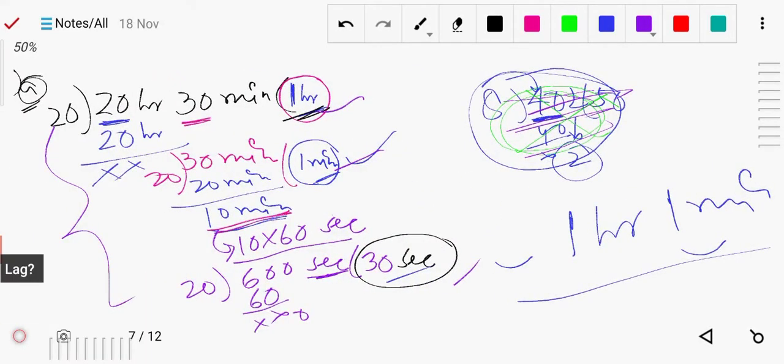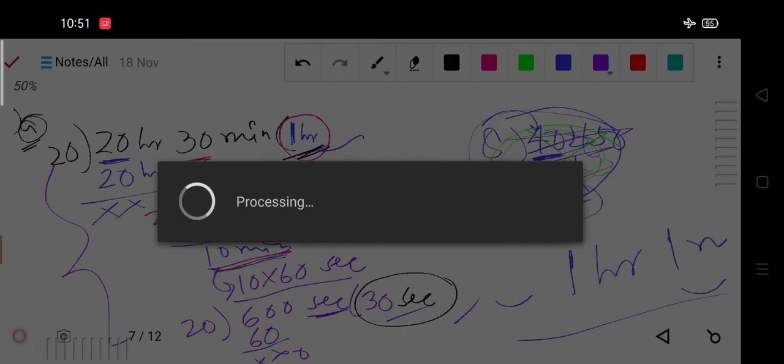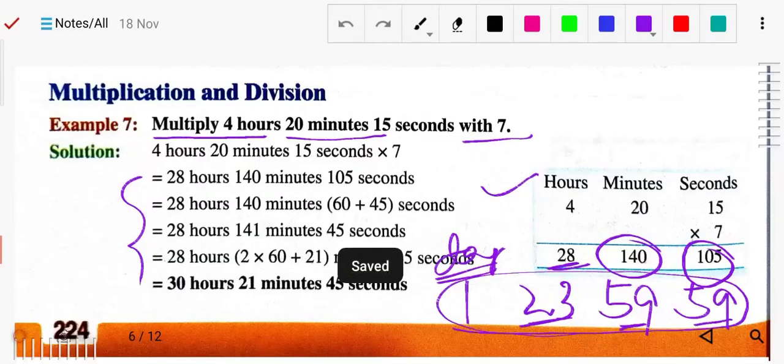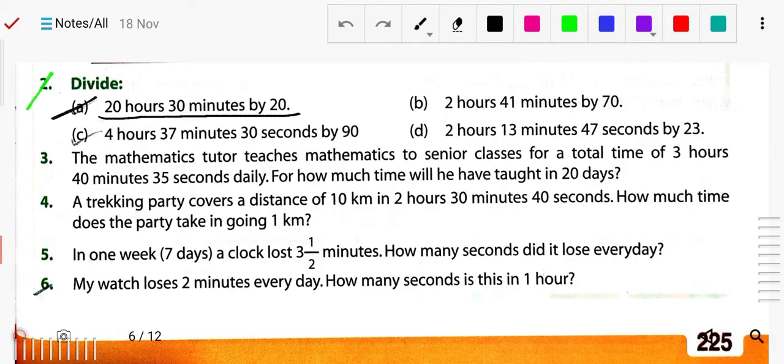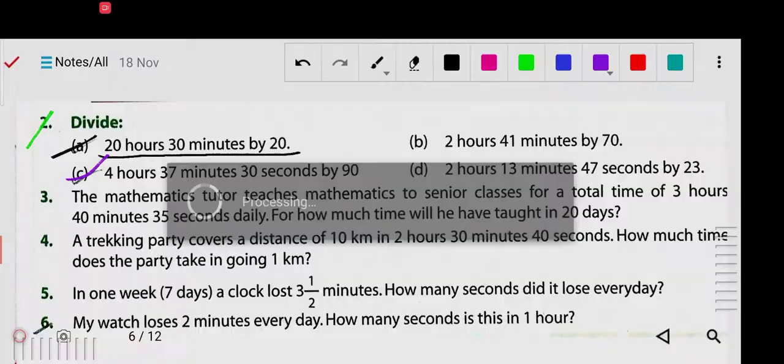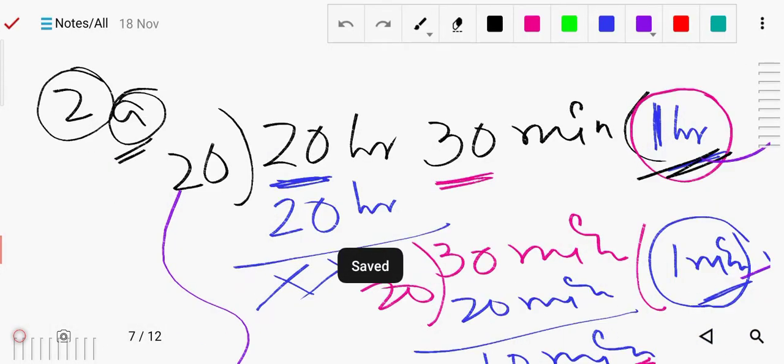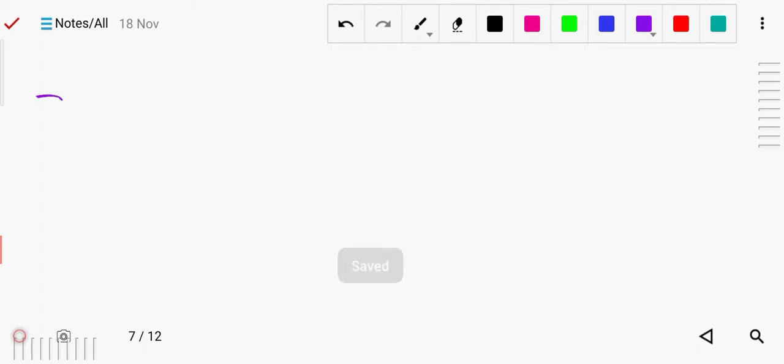Some more questions we will solve, then you will understand much better. So now next we will solve one more division part. Question number 2. Here I will solve number C. 4 hours, 37 minutes, 30 seconds divided by 90. So let's do this one. Question number C.